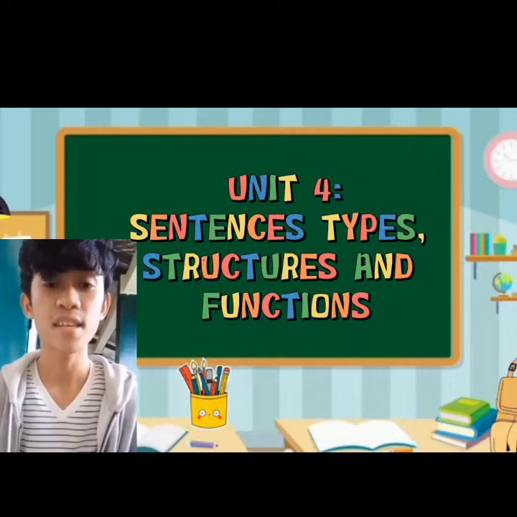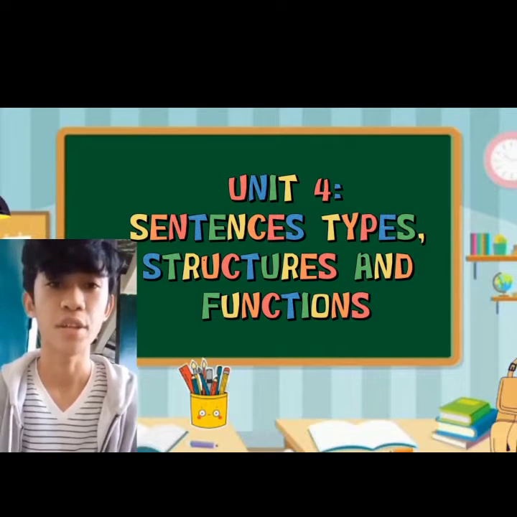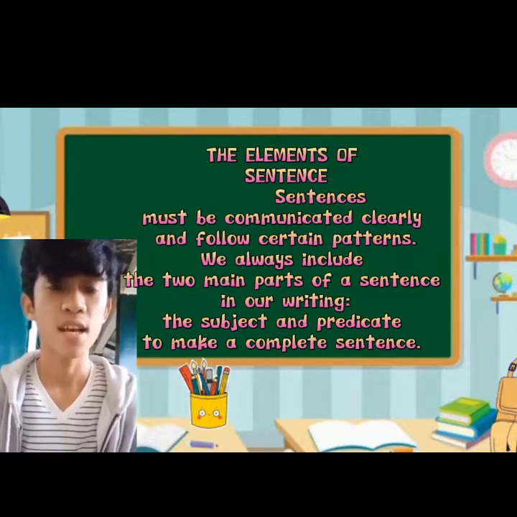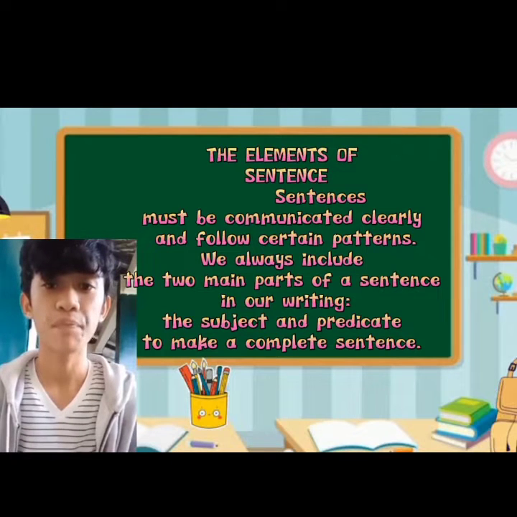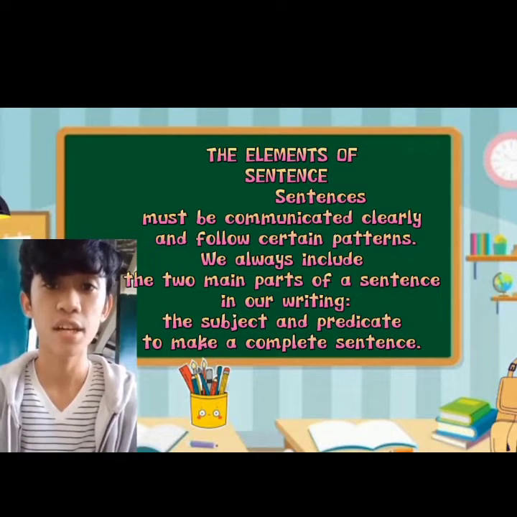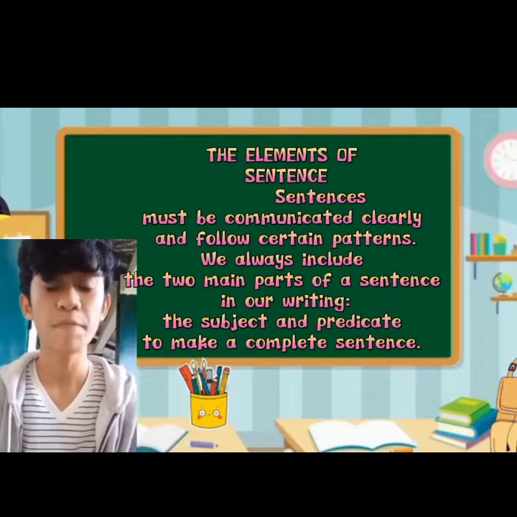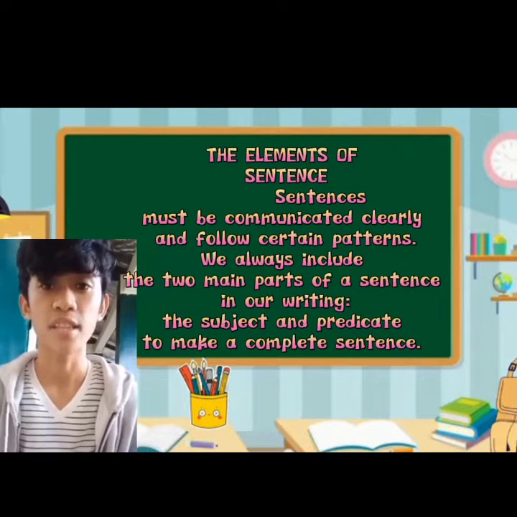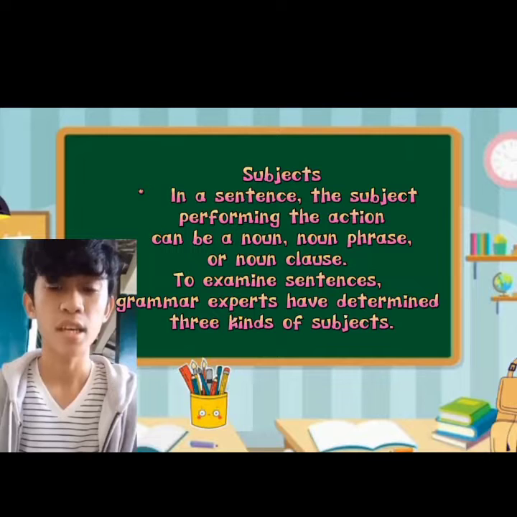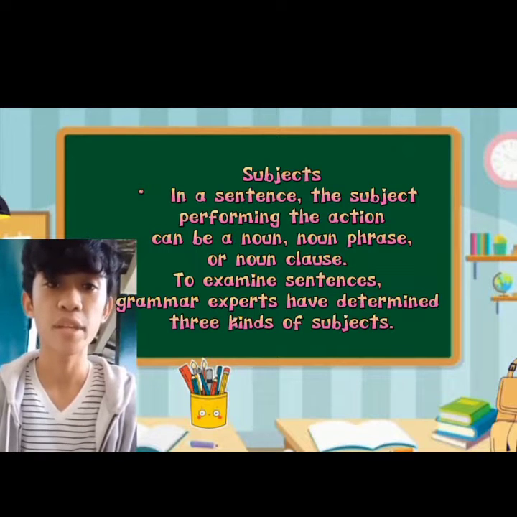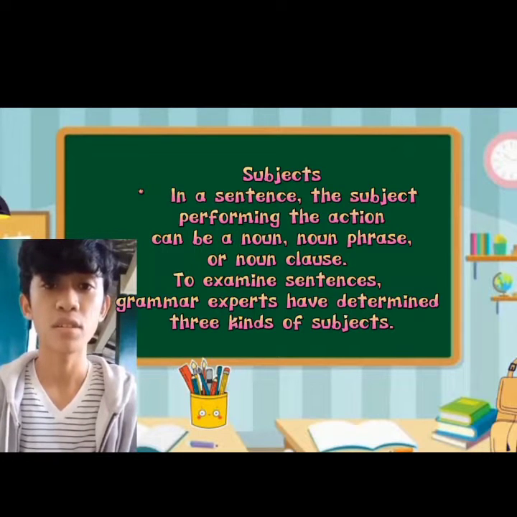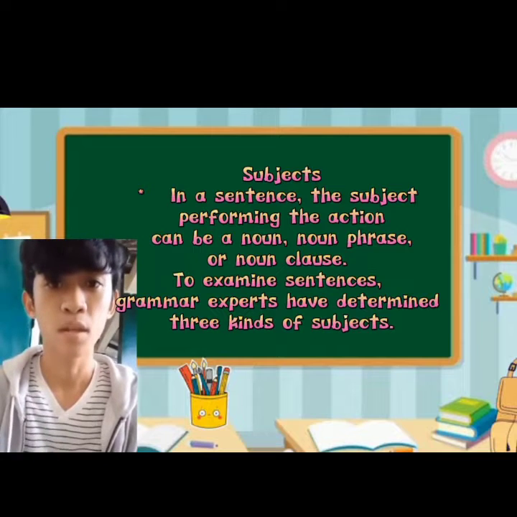4. Sentences: types, structures, and function. The elements of a sentence. Sentences must be communicated clearly and follow a certain pattern. We always include the two parts of the sentence in our writing, the subject and the predicate, to make a complete sentence. Subject. In a sentence, the subject performing the action can be a noun, noun phrase, or noun clause.